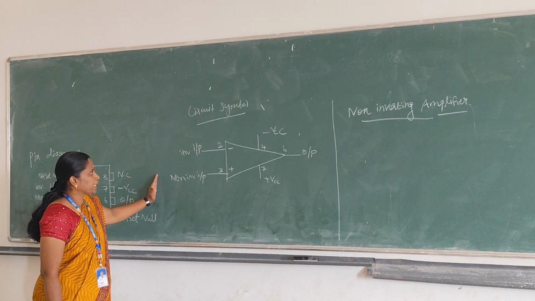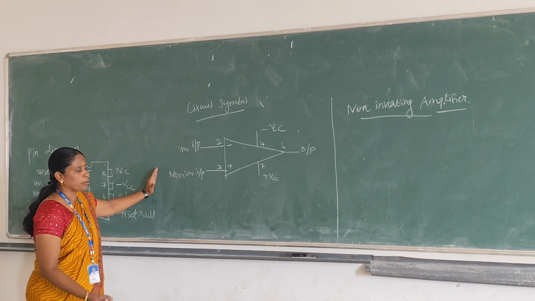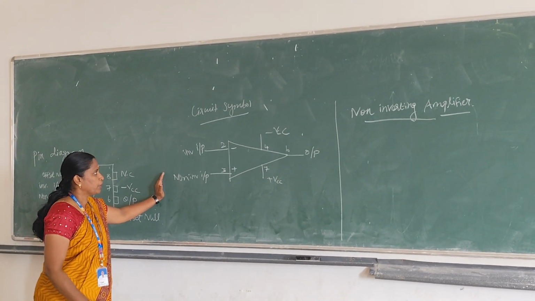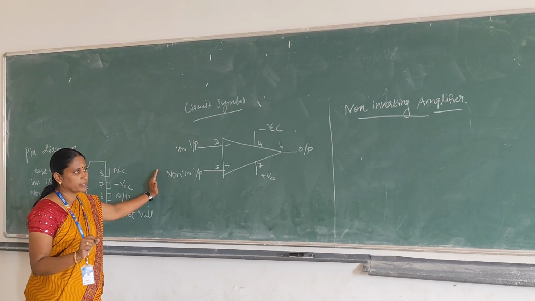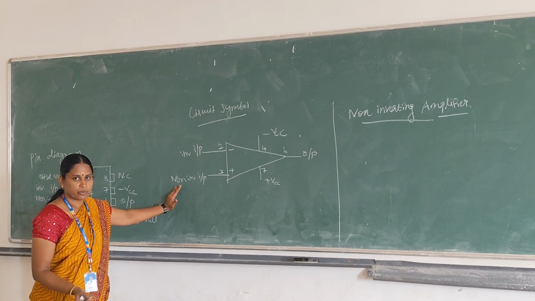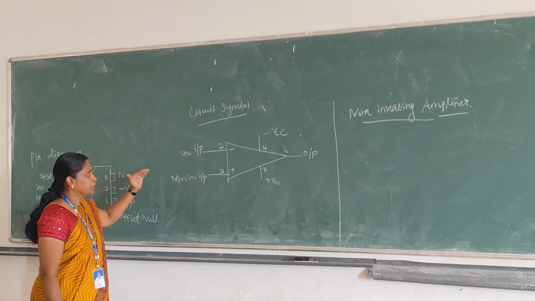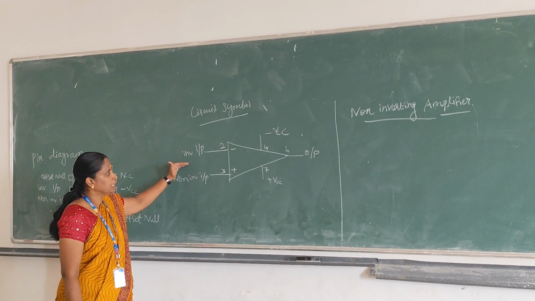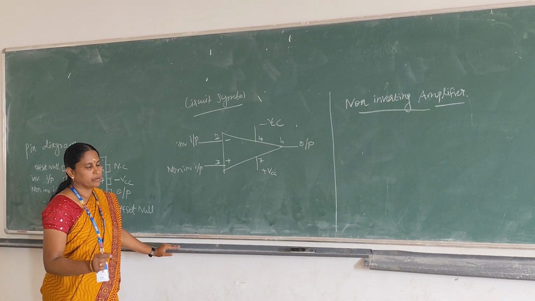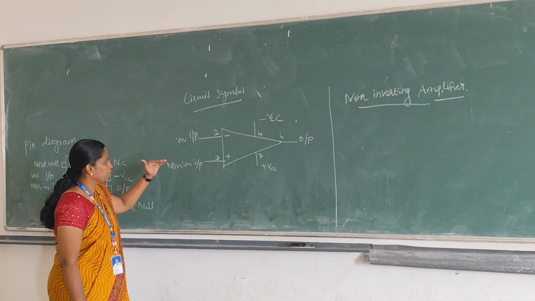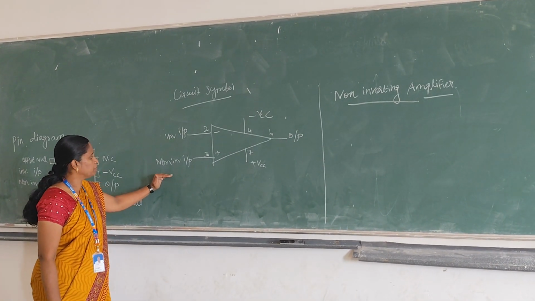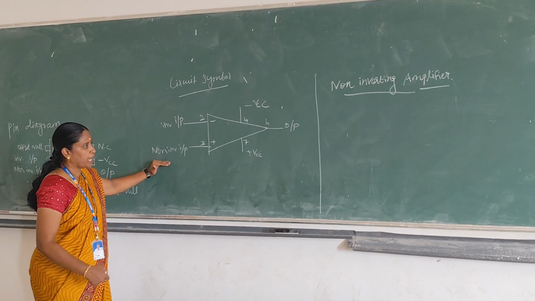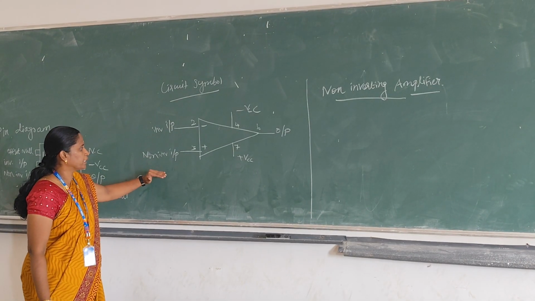Depending upon the input given to this operational amplifier IC, we can operate this IC in 2 modes: inverting amplifier mode and non-inverting amplifier mode. If the input is given to pin number 2, the inverting input pin, then the amplifier is said to be an inverting amplifier, and if the input is given to pin number 3, the non-inverting input pin, the amplifier is called a non-inverting amplifier.